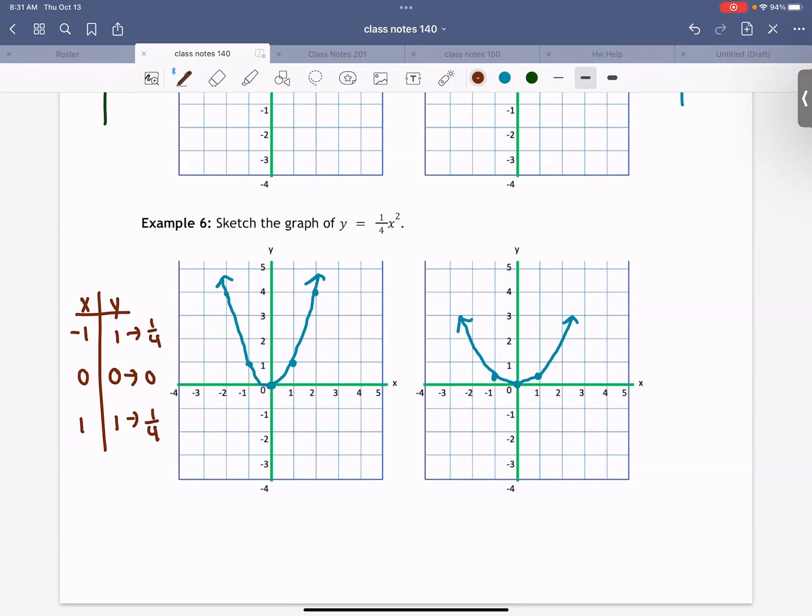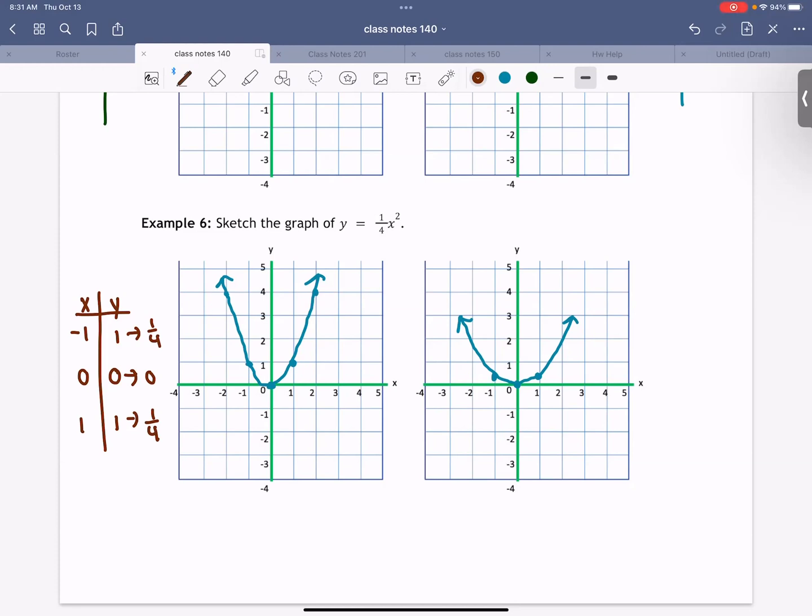Now, I think I just explained it for you, Grace. I guess you don't need to say anything now. But Grace did a great job of plotting her points. And because our factor is less than 1, we're actually compressing the graph now. So imagine taking the top and bottom of the graph and moving your hands closer. This graph is getting shorter and wider, right? Okay. Any questions on example 6?